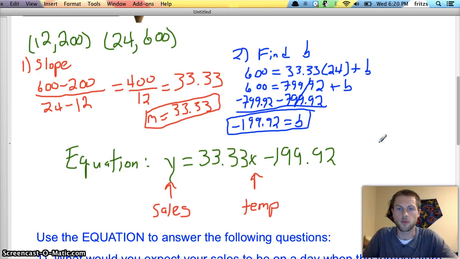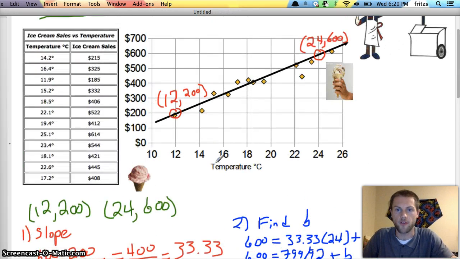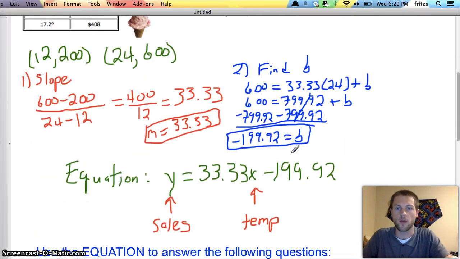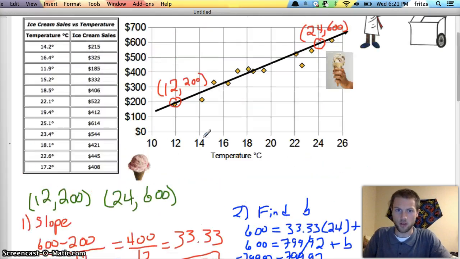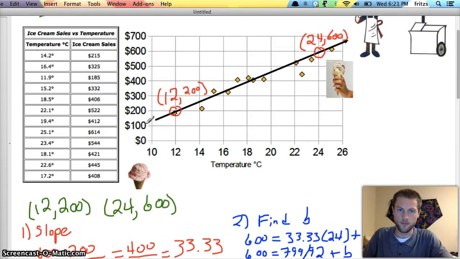And that should make sense because that's what we had in our graph. X is temperature, y is sales. And let's look at this too. My b value, my y-intercept, is negative 199.92. So let's think about that. What that means is that when my temperature is 0, the amount of money I would make would actually be negative. Well, does that look like that's what's going to hit the y-axis here if I continue this line? Well, it doesn't. It looks like it's going to hit around a little over 100.